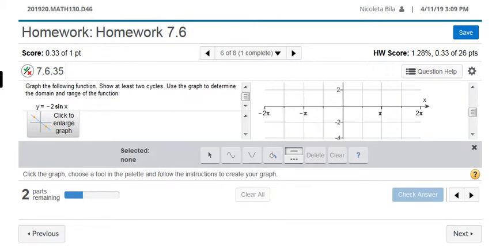Hello everybody. I'm going to show how to solve problem number 6 from homework 7.6.